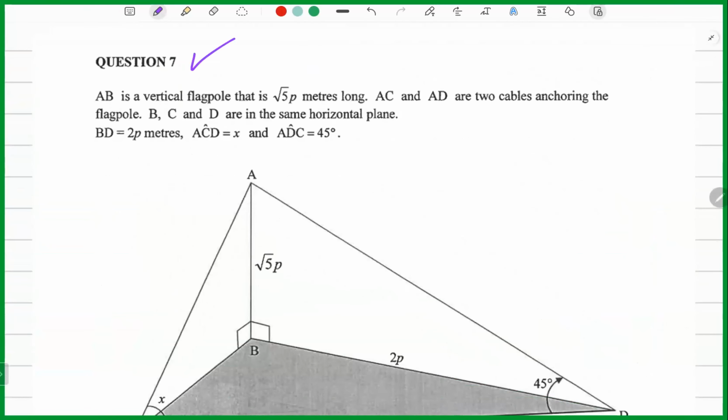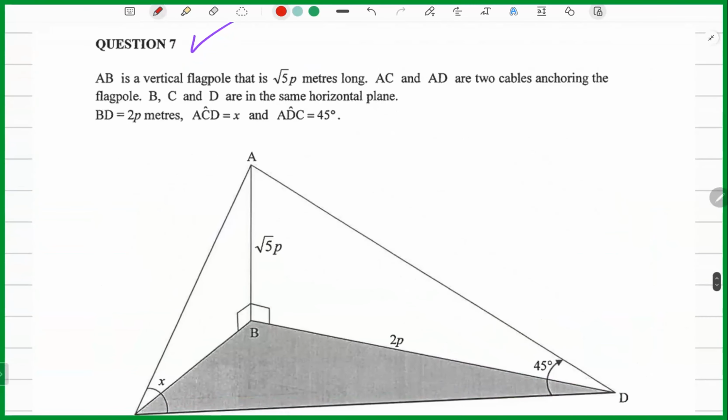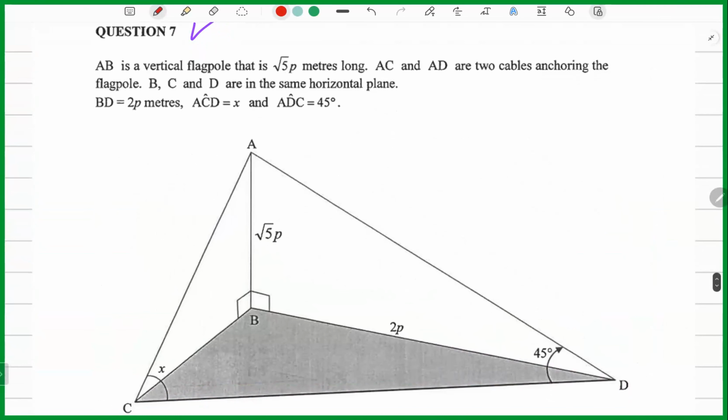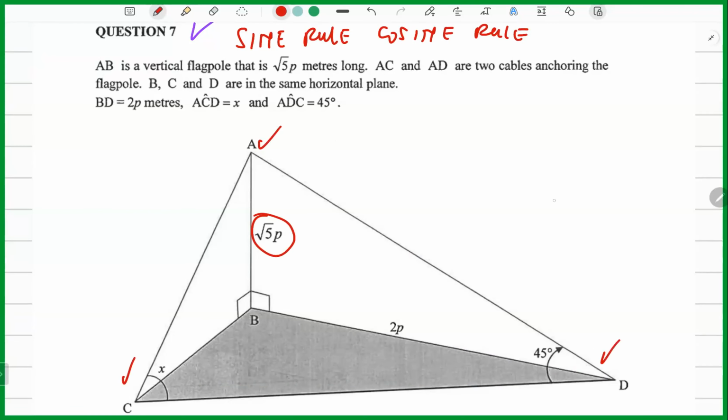Right, so we're looking at question 7 right now, and question 7 is a very interesting one. It is solving the sine rule and the cosine rule. Right, AB is a vertical flagpole that is square root of 5p meters long. And then we have AC and AD, 2 cables anchoring the flagpole. B, C, and D are in the same horizontal plane. BD is 2p meters.